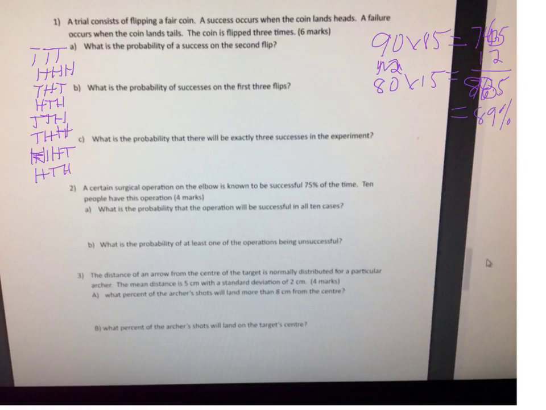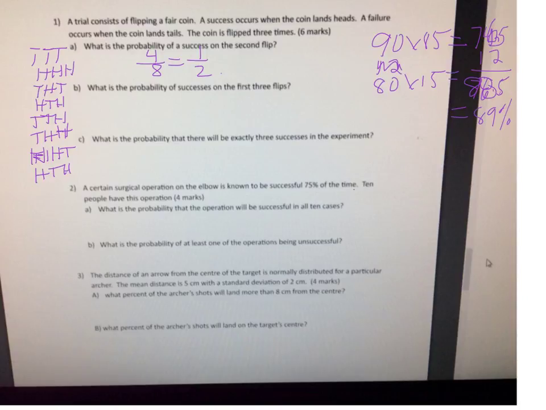And so when they say success on the first 3 flips, this question is worded terribly. Oh, sorry, I missed part A. What's the probability of success on the second flip? So we're just looking at the middle letter in each of these and counting up how many are a success, which means tails, right? So 4 of them are, and there's a total of 8, so that's just probability of 1 over 2, okay?